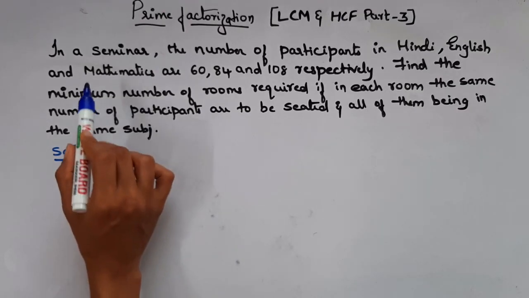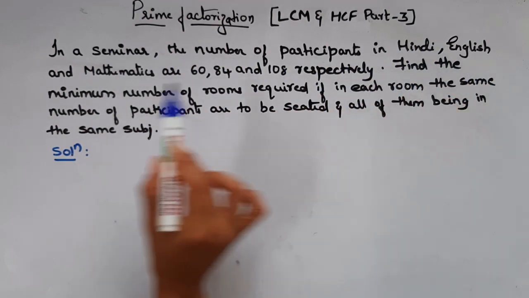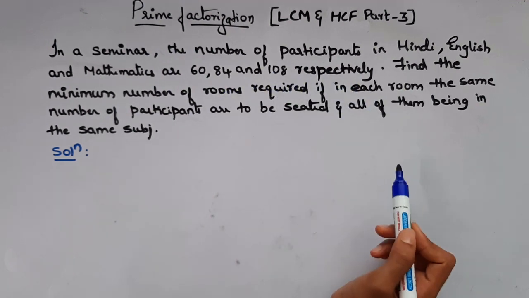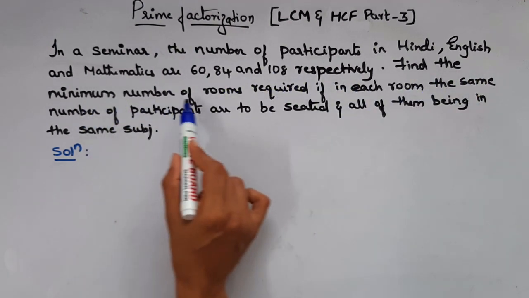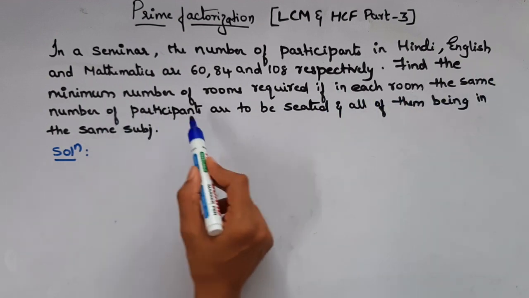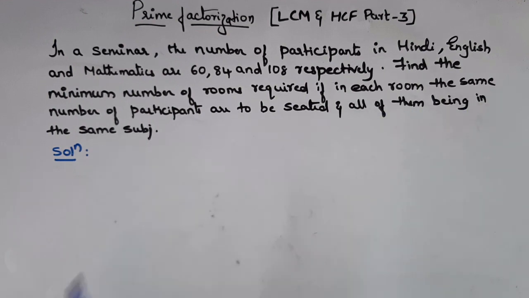Now let's see this problem. In a seminar, the number of participants in Hindi, English and mathematics are 60, 84 and 108 respectively. Find the minimum number of rooms required if in each room the same number of participants are to be seated and all of them being in the same subject.